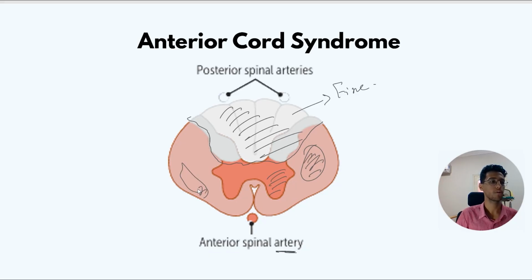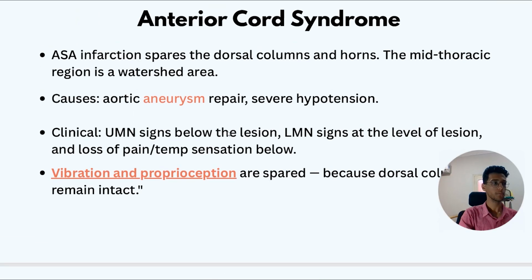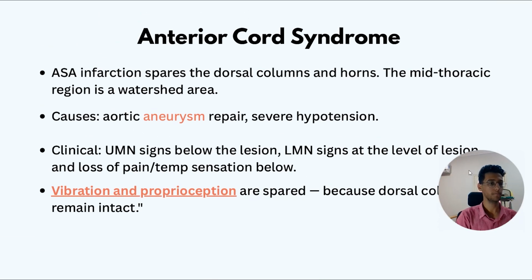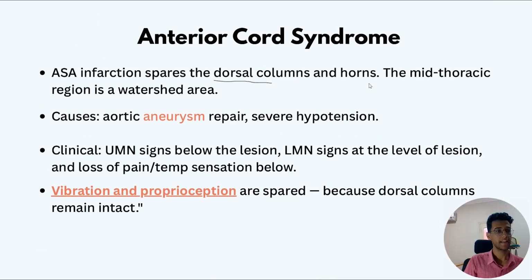Pain and temperature sensation will be lost due to dysfunction of the spinothalamic tract, but the most important thing is the dorsal column function is normal. The proprioception, fine touch, all of this will be normal, and this is bilateral versus the posterior spinal artery, because we have only one anterior spinal artery. So when the anterior spinal artery is injured, we'll have bilateral symptoms, but we have two posterior spinal arteries. So if one is injured, we will have unilateral symptoms. So this is the difference between anterior and posterior spinal artery lesion syndromes. The anterior cord syndrome spares the dorsal column and the horns.